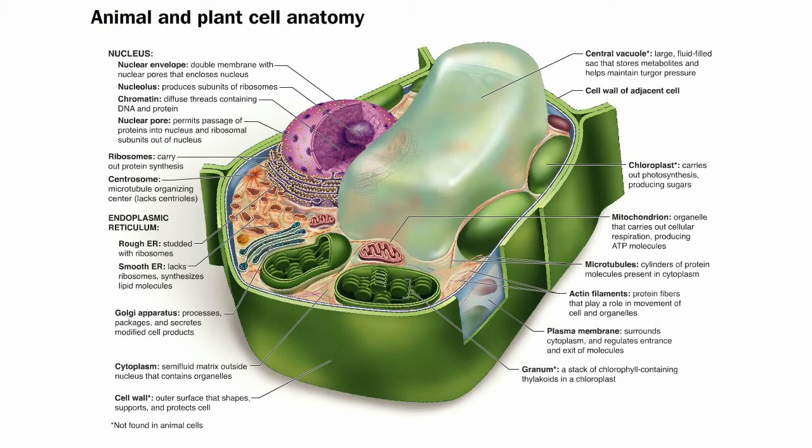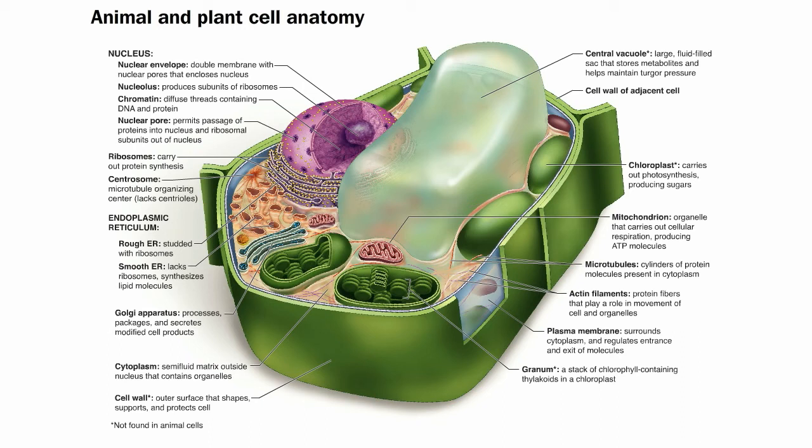Plant cells also have a cell wall, located just outside the plasma membrane of the cell. The cell wall is a rigid structure made of polysaccharides, and it serves to provide structure and protection for plant cells. Cell walls are also found in many other types of eukaryotic cells, but not animal cells.